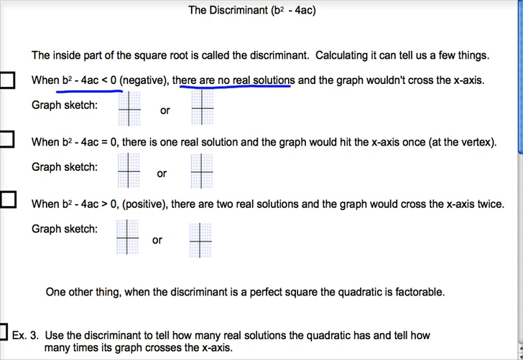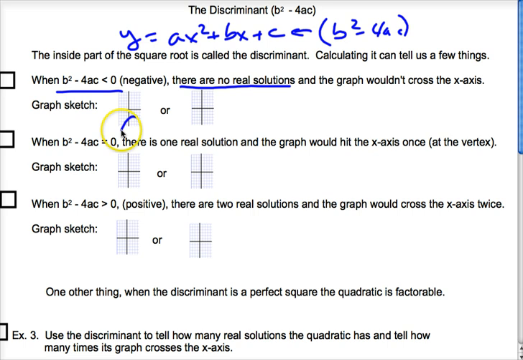So if I had y equals ax squared plus bx plus c, and I went and found b squared minus 4ac, based on that, I know that the graph wouldn't cross the x-axis if b squared minus 4ac is negative. So it could look something like this or something like this.